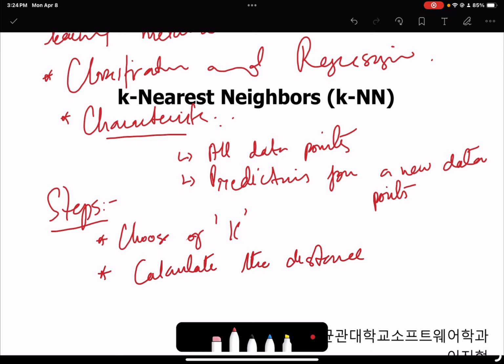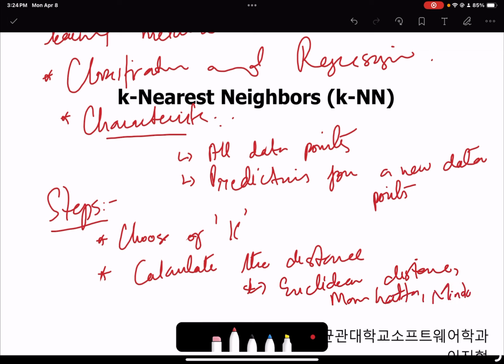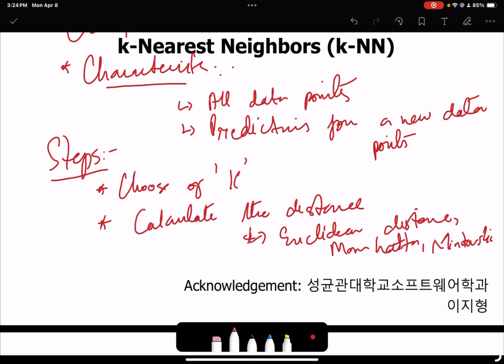And in order to do that, we use a variety of distance metrics, including Euclidean distance, Manhattan distance, Minkowski distance. We are familiar with this. We studied this in the very beginning of the lectures. So different distance measures can be used.